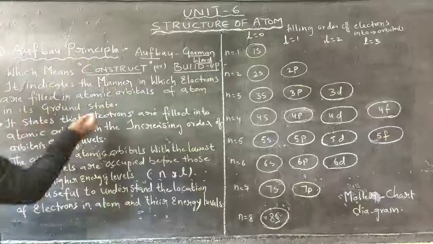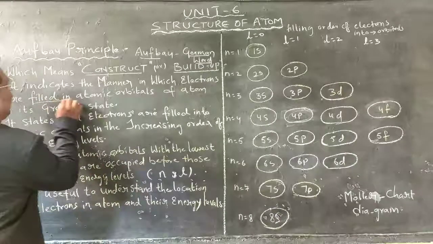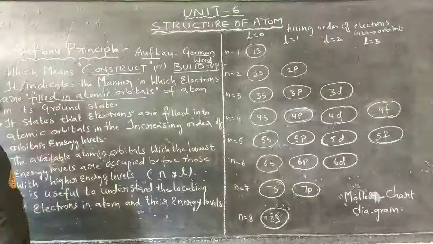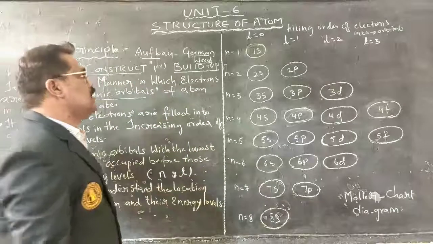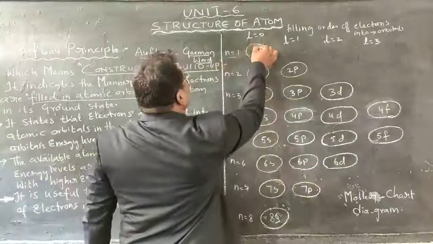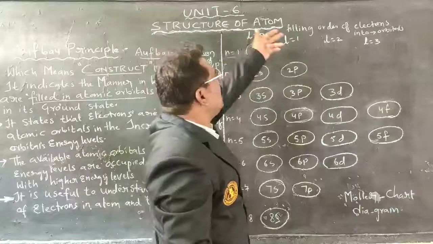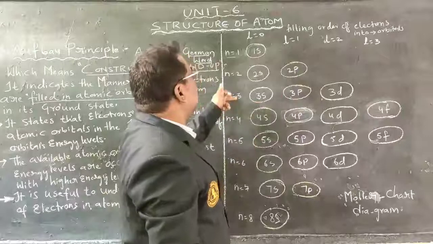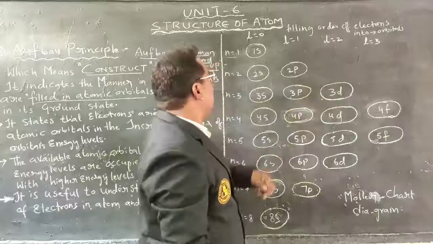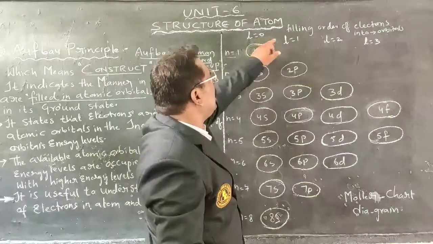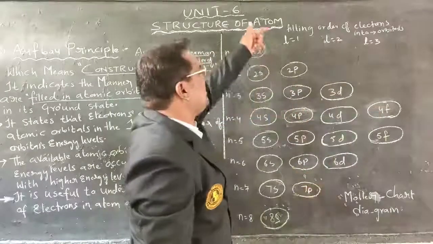This Aufbau's principle indicates the manner in which electrons are filled into atomic orbitals. If I take n equal to 1, l equal to 0, that is 1s. For n equal to 2, l equal to 0, 1: 2s, 2p. For n equal to 3, l equal to 0, 1, 2: 3s, 3p, 3d. For n equal to 4, l equal to 0, 1, 2, 3: 4s, 4p, 4d, 4f, and so on.